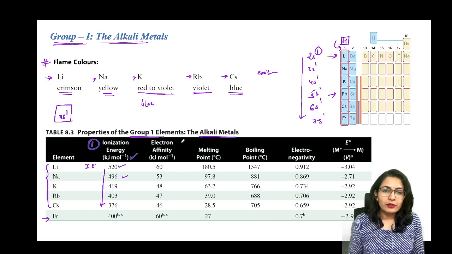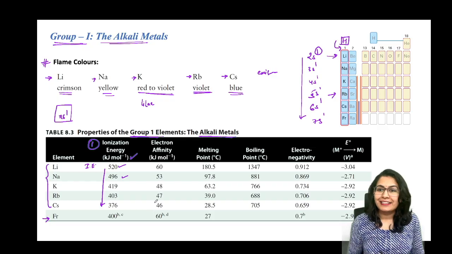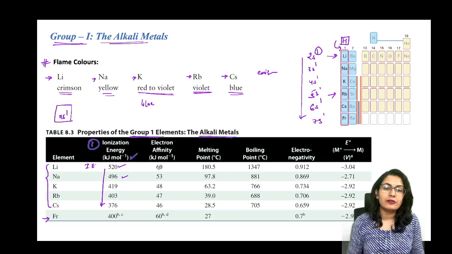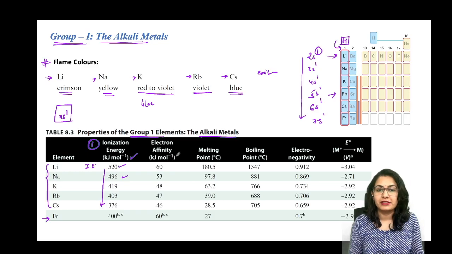Also, for electron affinity, they have very low electron affinity, because the electron affinity is positive, as you can see. They don't want to take an electron, they want to give an electron. That's why the electron affinity is positive over here. Okay, all of these are positive.